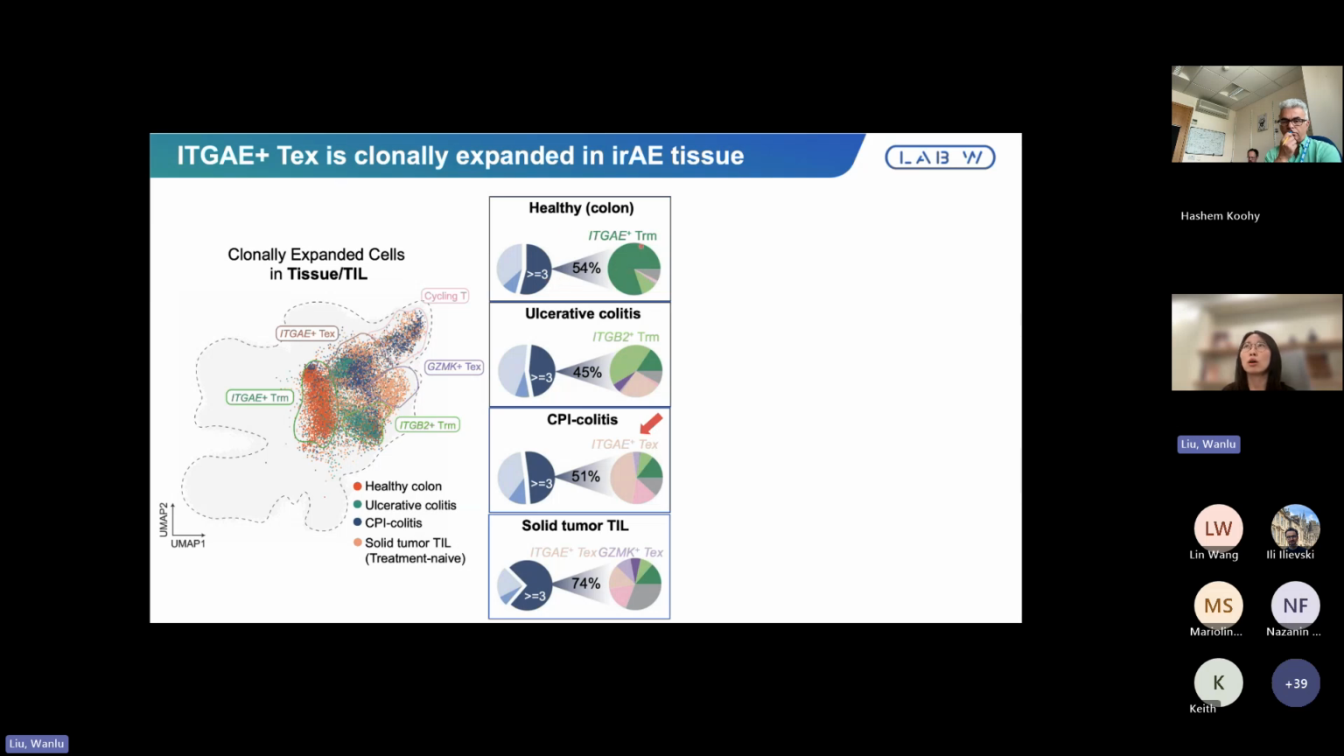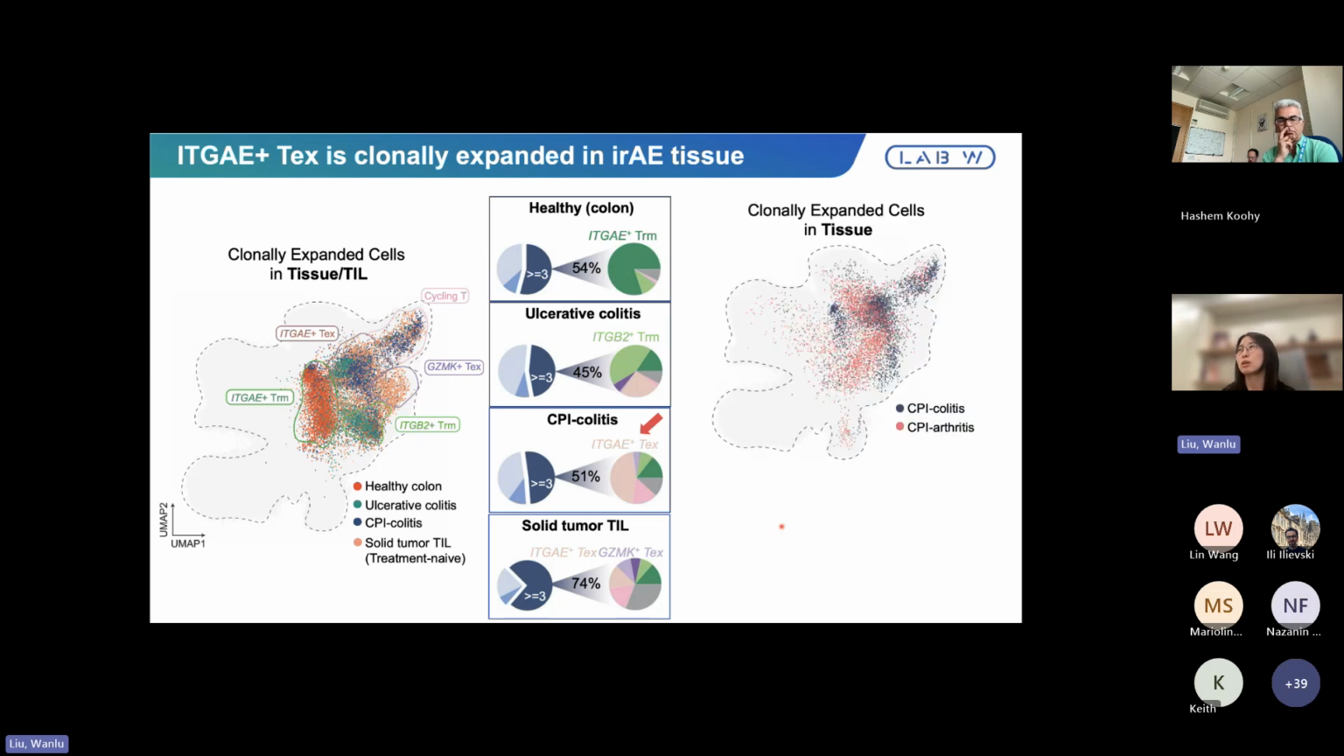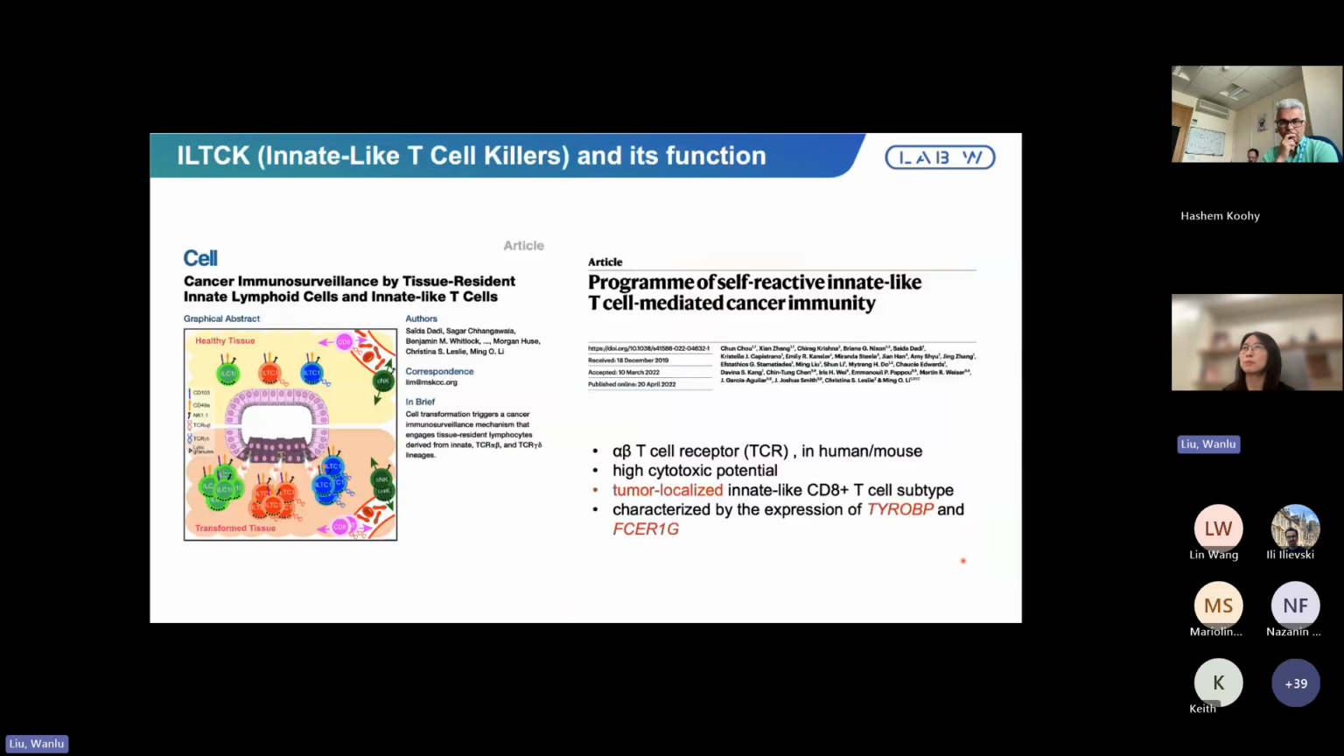You can see that in the healthy colon, mostly it is this ITGAE tissue resident memory cells, while in the UC, the autoimmune-like colitis, it's mostly this ITGB2 TRM. But in the CPI colitis, it's mostly ITGAE TX, which means that in those CPI colitis cases, instead of the inflammation likely being caused by tissue resident memory T cells, it's very likely caused by exhausted T cells. And this phenotype is very similar to the solid tumors in CRC used as a control. In our data collection, we also have this CPI colitis, so we also see a very similar phenotype: exhausted T cells that are mostly clonally expanded and enriched.